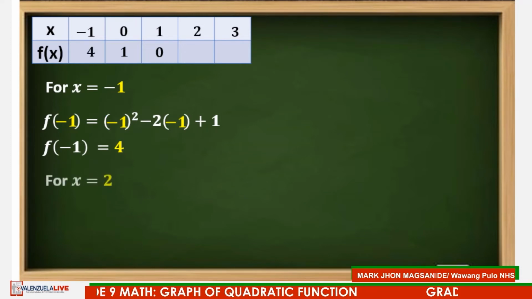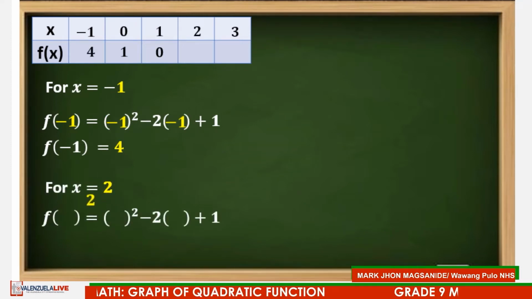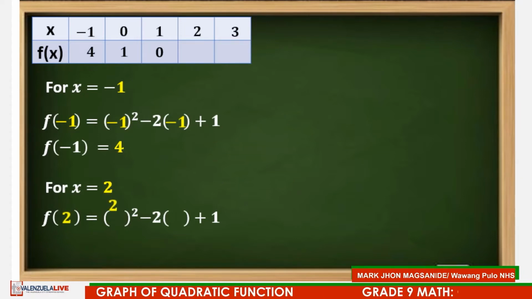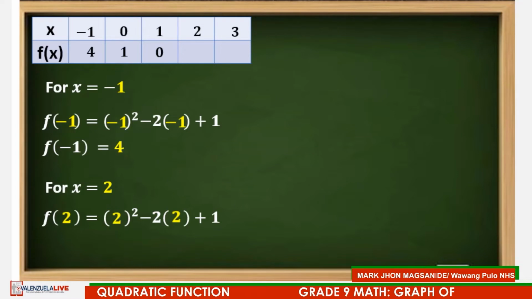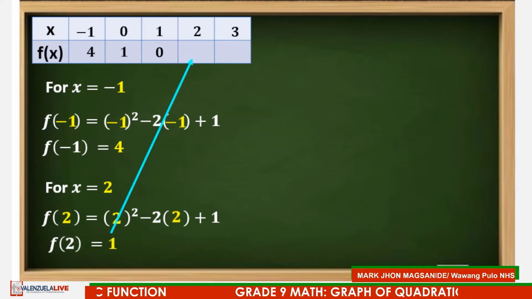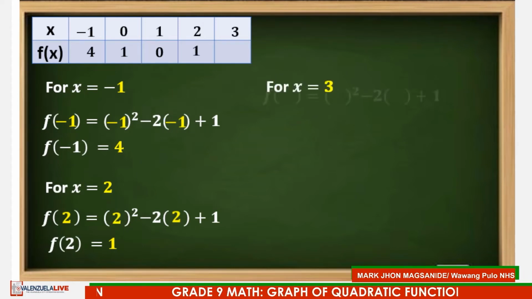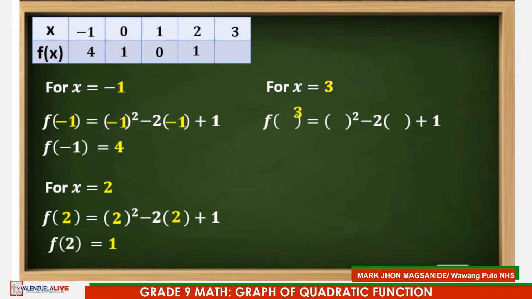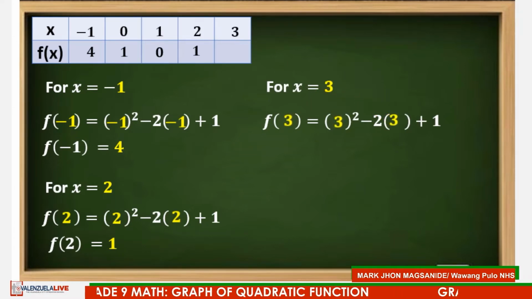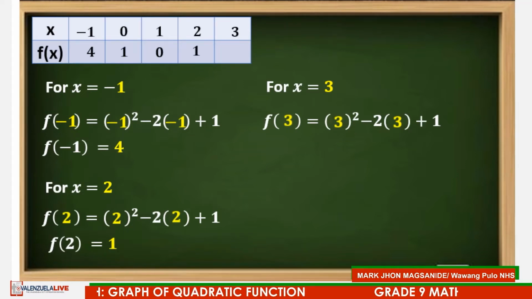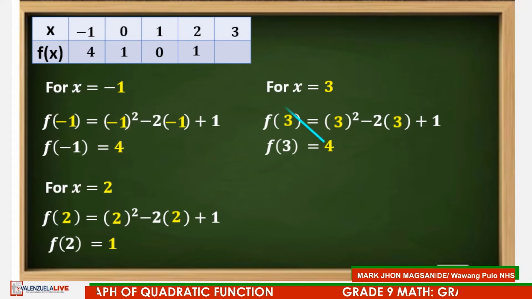For x is equal to 2, f of 2 is equal to the square of 2 minus 2 times 2 plus 1. Thus, the value of the function where x is 2 is equal to 1. For x is equal to 3, f of 3 is equal to the square of 3 minus 2 times 3 plus 1. The value of the function where x is equal to 3 is 4.